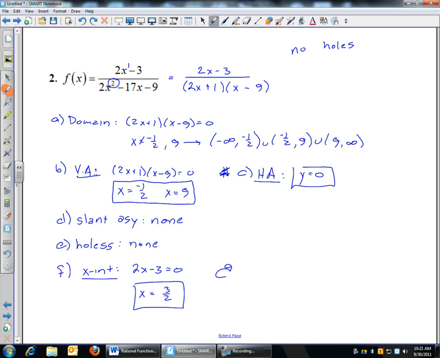My y-intercept, this time I think it's going to be easier to use the original equation. Instead of plugging 0 in for all of my x's right here, I'm going to plug 0 into the original equation. So my y-intercept is going to be y equals 2 times 0 minus 3 over 2 times 0 squared minus 17 times 0 minus 9, and that will clean up to 1/3. So there's my y-intercept. And that's all of the characteristics for this.